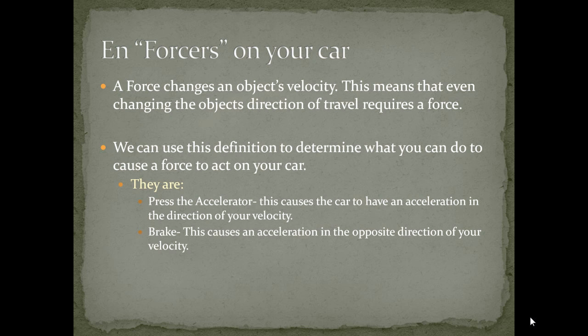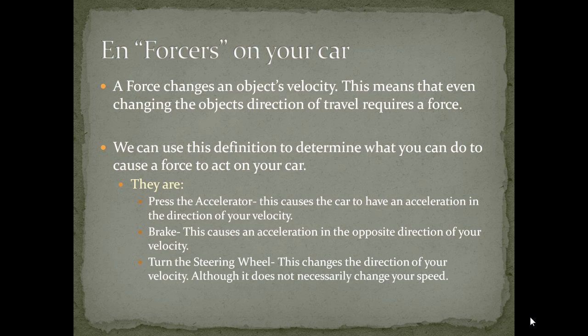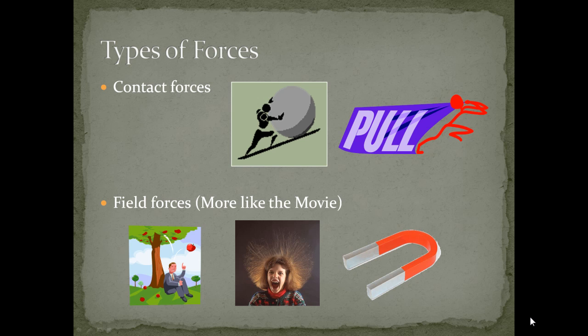Another thing that you can do to apply a force to your car is you can press on the brake. This causes an acceleration in the opposite direction of your velocity, which will cause the car to slow down. And then the third thing that you can do, and the one that's most not thought of, is just turning the steering wheel. Turning the steering wheel changes the direction of your velocity, but it doesn't necessarily change your speed. By changing the direction of the velocity, we are also causing an acceleration, which means that we are also applying a force.